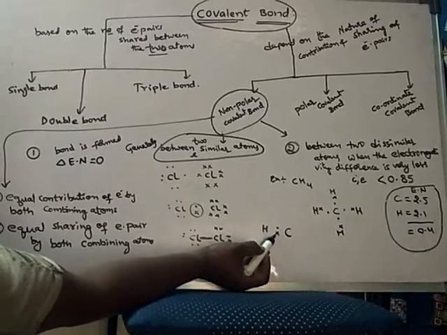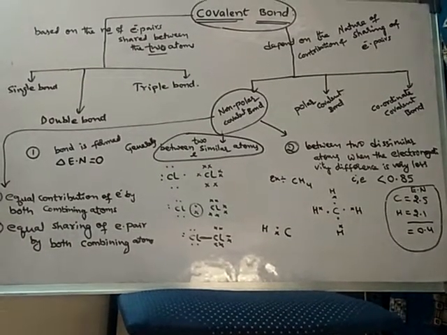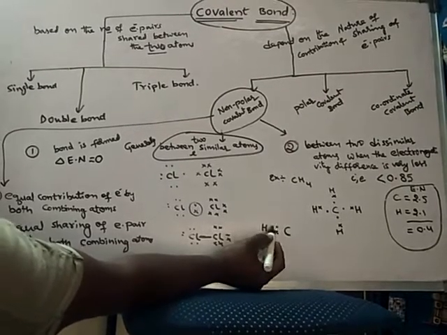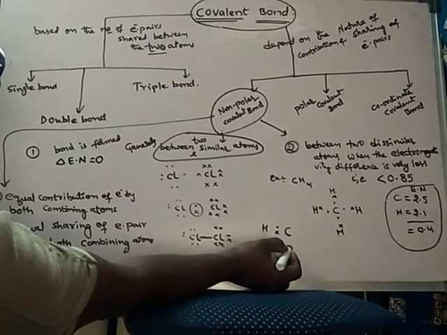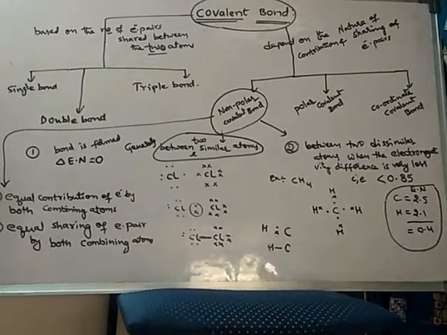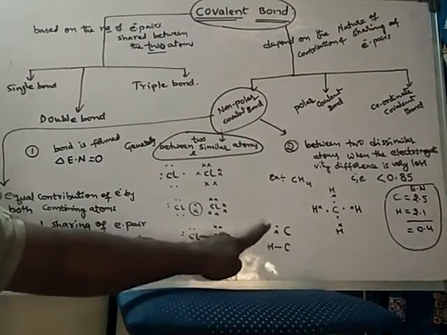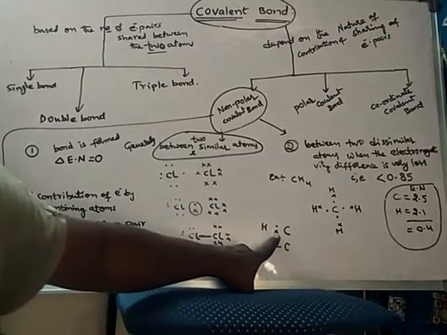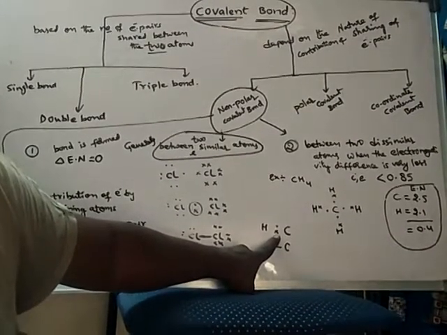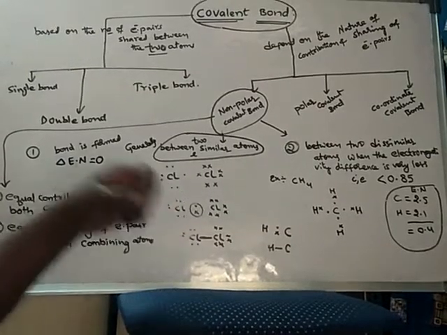Now a pair of electrons is formed due to equal contribution of both the combining atoms. Now what happens? A pair of electrons is shared by both the atoms. Now a bond is formed between the carbon atom and hydrogen atom. And it is a single bond because only 1 pair of electrons is shared between the carbon and hydrogen. Hence it is a single bond. And this electron pair is shared equally. Because non-polar covalent bond means equal sharing of the electron pair by both the combining atoms will take place.